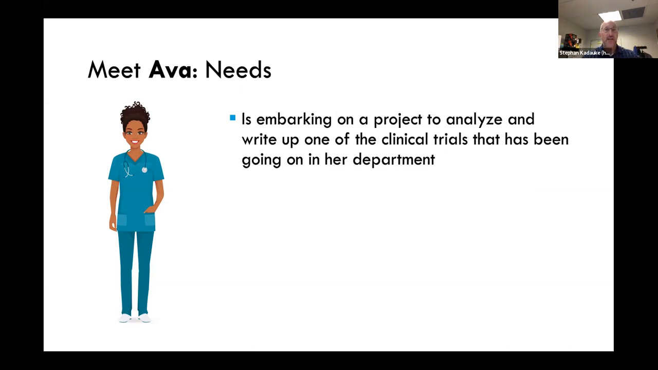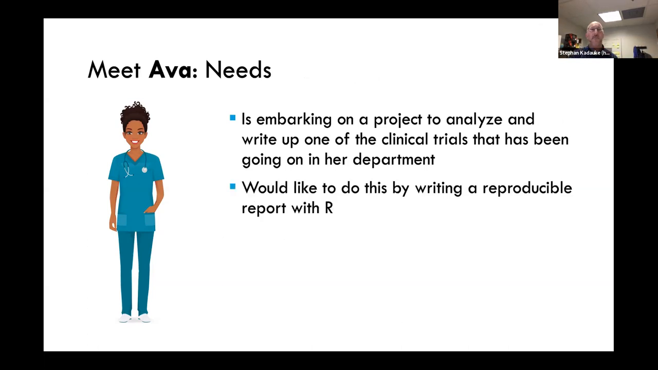So Ava is working with Peter, and she's embarking on a project to analyze and write up one of the clinical trials that has been going on in her department, and maybe it's a CAR T cell clinical trial, who knows, right? And she would like to do this by writing a reproducible report with R. She doesn't know about Quarto, so she's thinking R Markdown, but she does want to use R though.